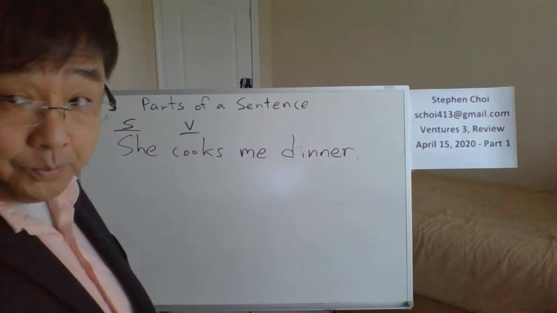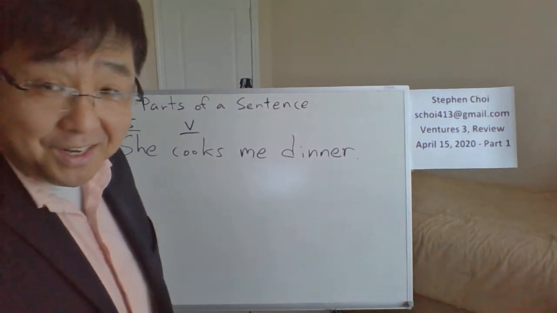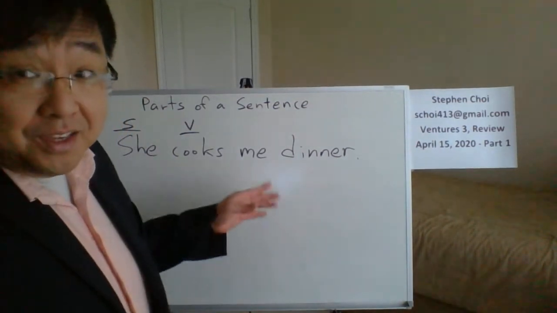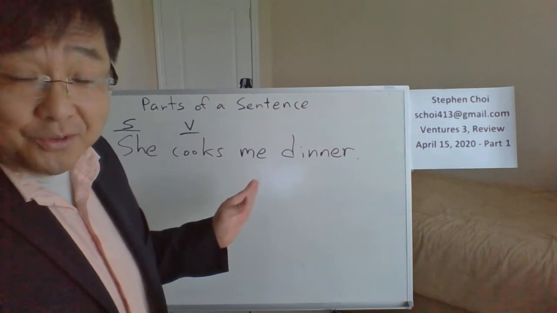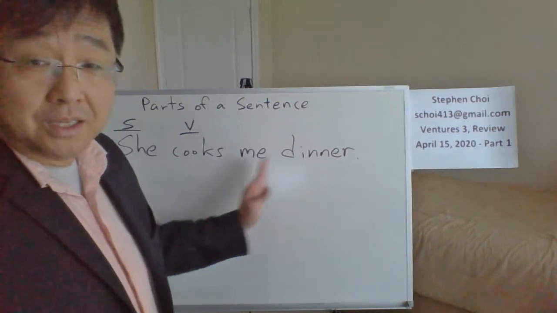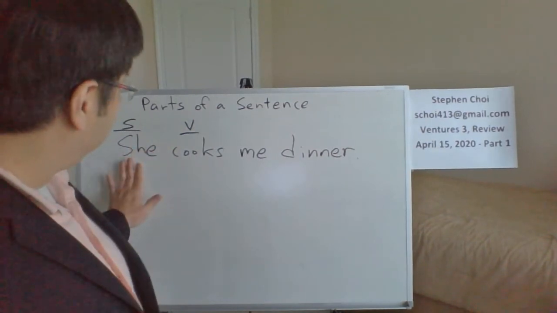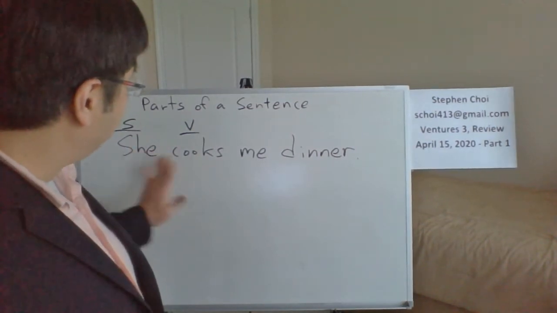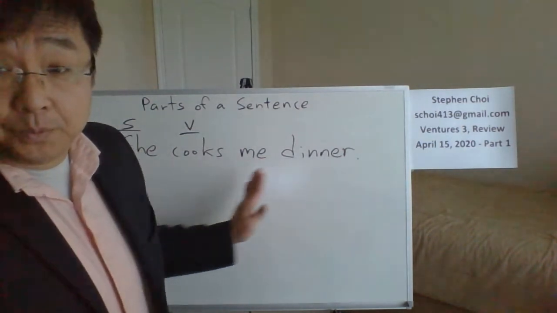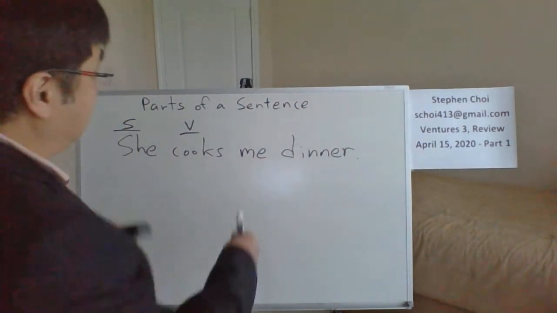Does anyone know? Who knows? Let me hear it. Okay. They are objects, right? They're both objects. Now, it can't be subject, right? Subject's over here. Subject is before the verb. She cooks me dinner. They're both objects.